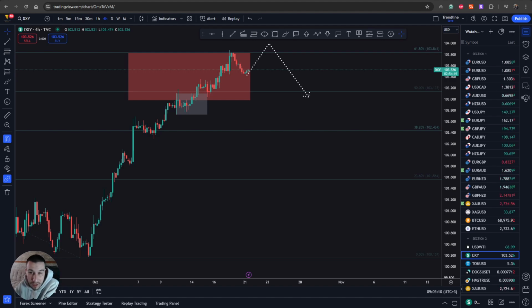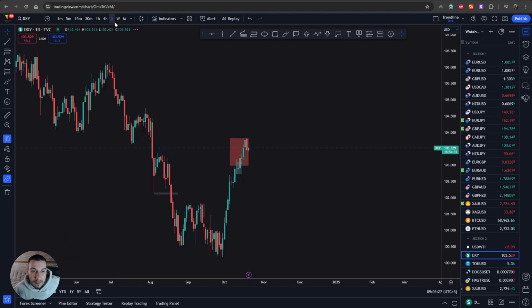But today's Monday and we're going to be talking about euro dollar. So we may have a setup forming up on this pair. But before we move on to euro dollar, I just wanted to have a look at the dollar index because I believe we are at quite important levels.